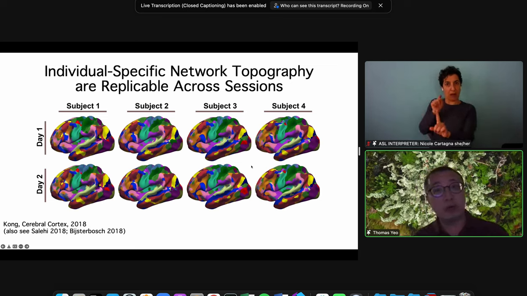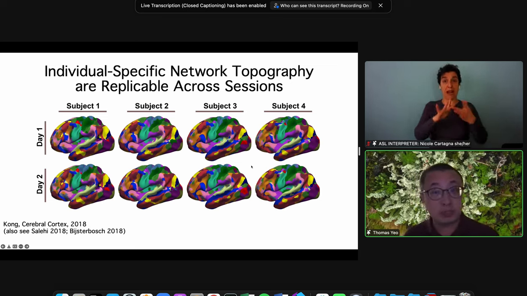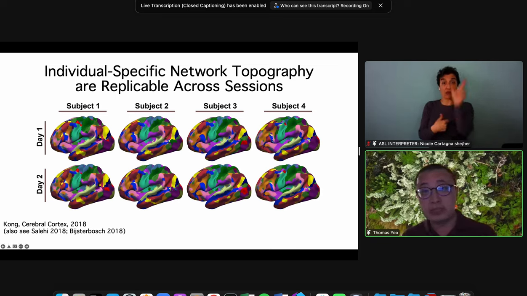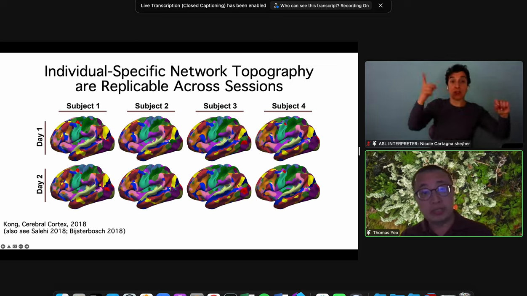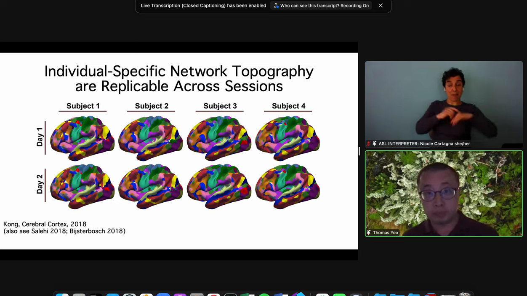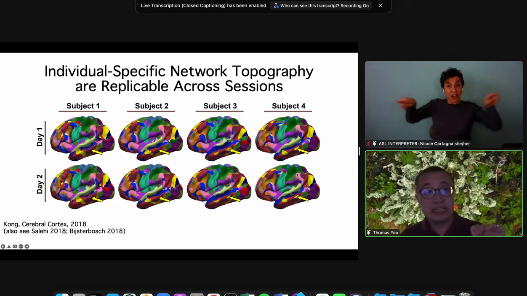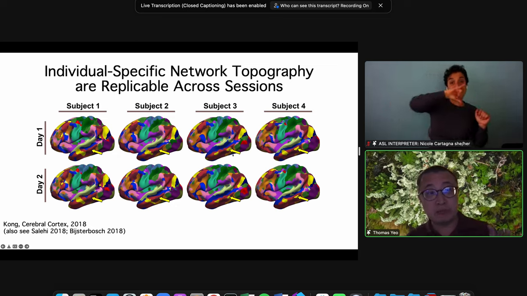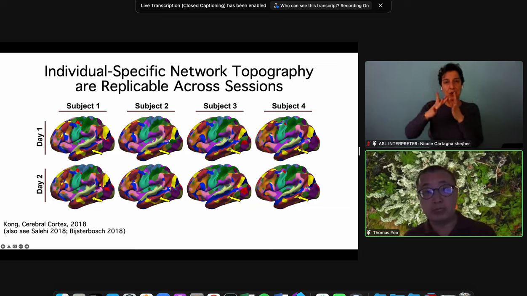Here are the networks of four Human Connectome Project subjects estimated with Ruby's approach. Each column is one subject. The first row is day one. The second row is day two. We see that the networks are highly replicable within a subject across sessions. And at the same time, these stable network features are different across participants. So for example, if we focus on the yellow arrows, notice that subject 3 and 4 have this yellow default network component in temporal cortex, and this component is present on both days. But if you look at subject 1 and 2, they do not have this yellow default network component.